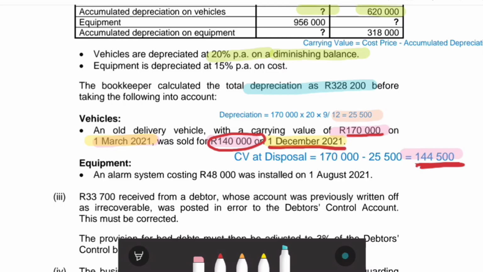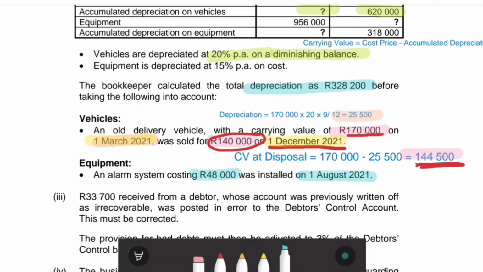Next, we have an alarm system costing $48,000 that was installed on the 1st of August 2021. Remember that when we are looking at depreciation, we are looking at the value of wear and tear. We are calculating the loss of value of this asset. So we need to calculate the loss of value of the alarm system from the time that we started using it, which is the 1st of August when we purchased it, to the end of the financial year, Feb 2022.